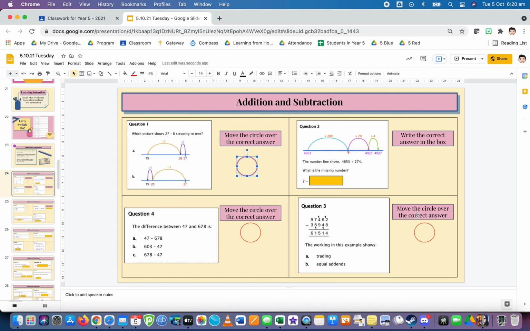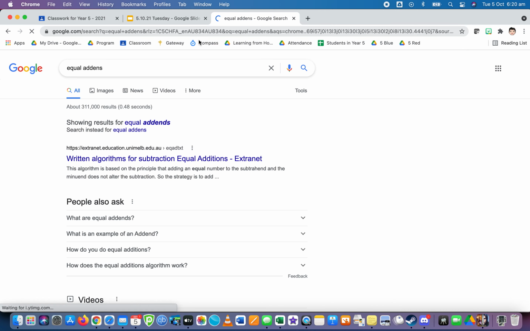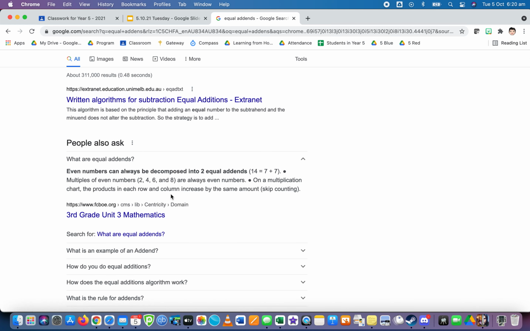The working in this example shows trading equal addends. 12 minus 8 is 4, 6, wow, and that's a 3, then it's question 4. 6 minus 4, 1. Oh, it's 5. Oh wow, that's difficult. I think it's equal addends. You trade to do the question, but I don't even know what that is. Equal addends. What are equal addends? Even numbers can be.